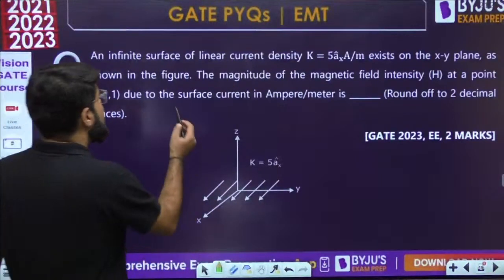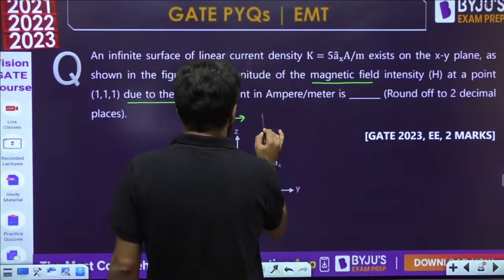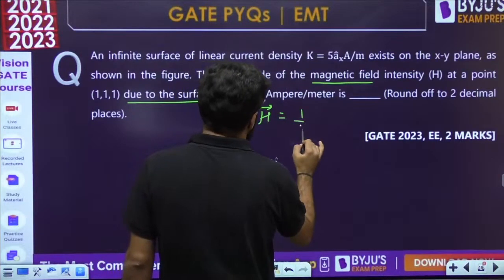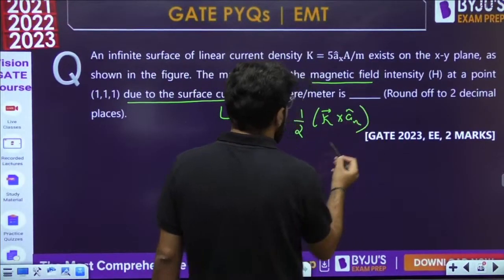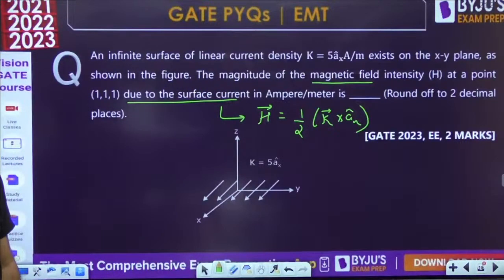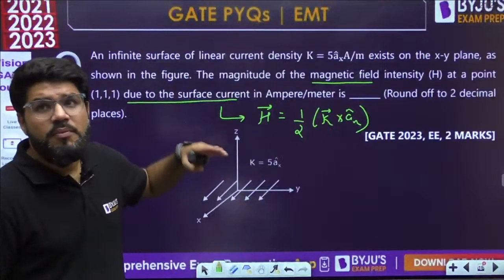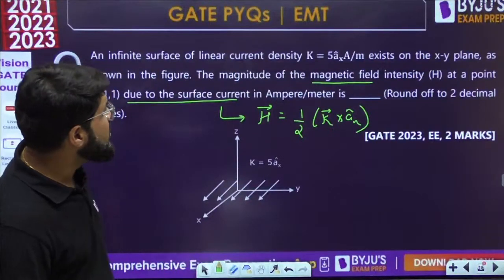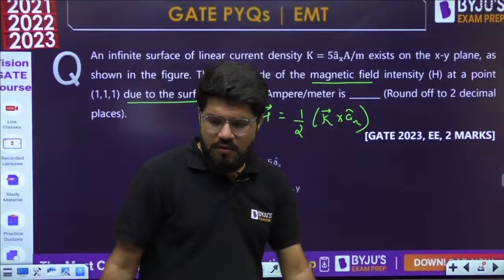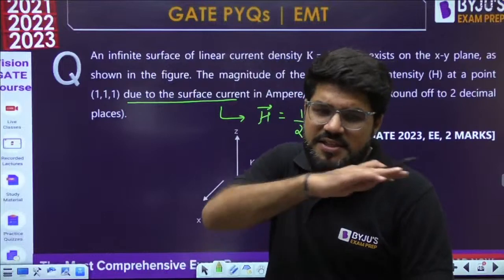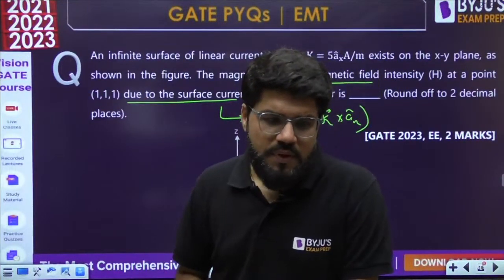Now due to the surface current, what is the magnetic field? It is given by the expression half of K cross a_n cap, where K is the surface current density and a_n cap is the unit vector normal from the sheet to the point of observation. So where is the sheet? The sheet is in the XY plane and the point of observation is (1,1,1), which is at Z equal to 1.